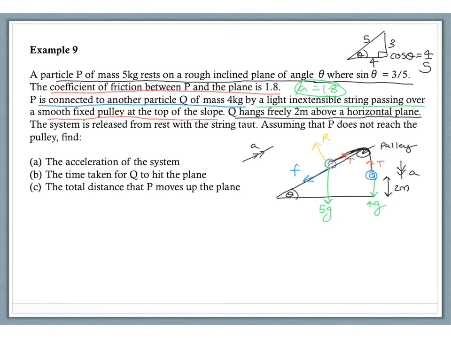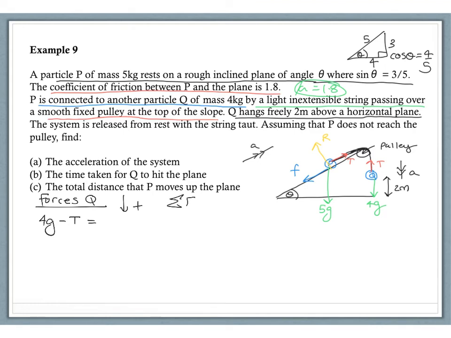So we're going to look at the particles separately. We'll start by looking at the forces on Q. It's a little bit easier to deal with as we only have one direction in which the forces are acting. Let's take positive as downwards. So forces on Q, we'll take down as the positive direction. We have 4g downwards, T upwards, so 4g minus T equals mass times acceleration.